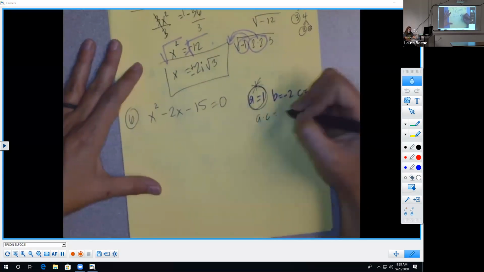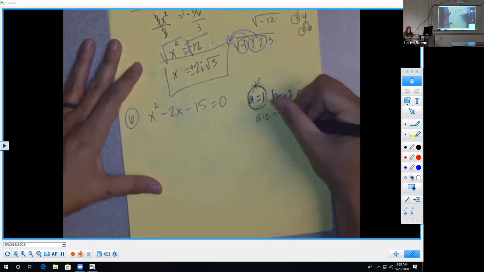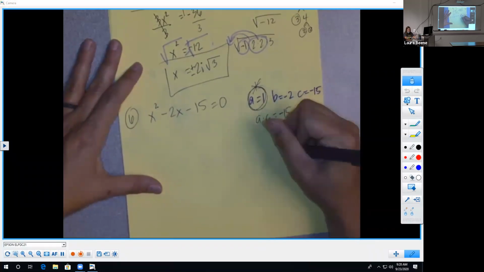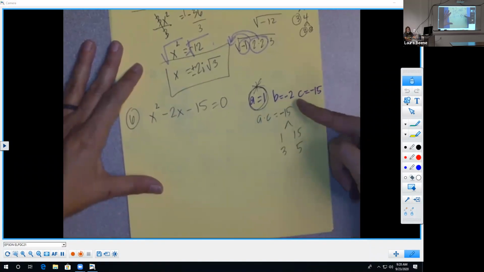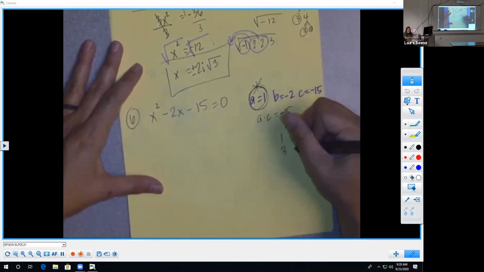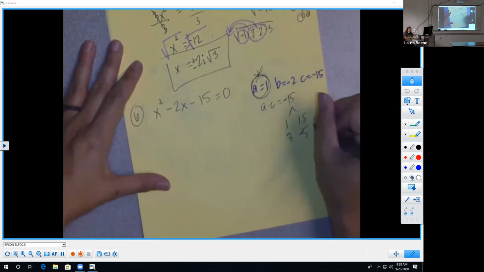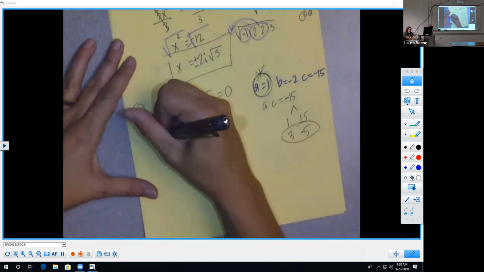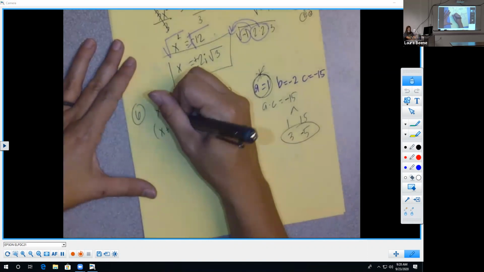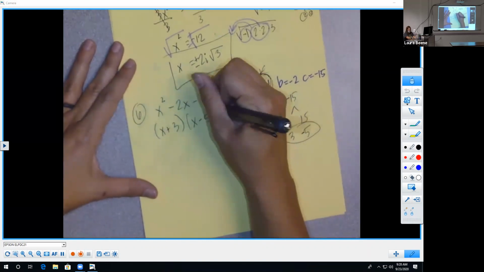a times c is 1 times negative 15. Factors of negative 15 are 1 and 15, 3 and 5. How do I get negative 2 out of that? Yeah, make the 5 negative. 3 plus negative 5 is negative 2. So my factors are x plus 3 times x minus 5 equals 0.